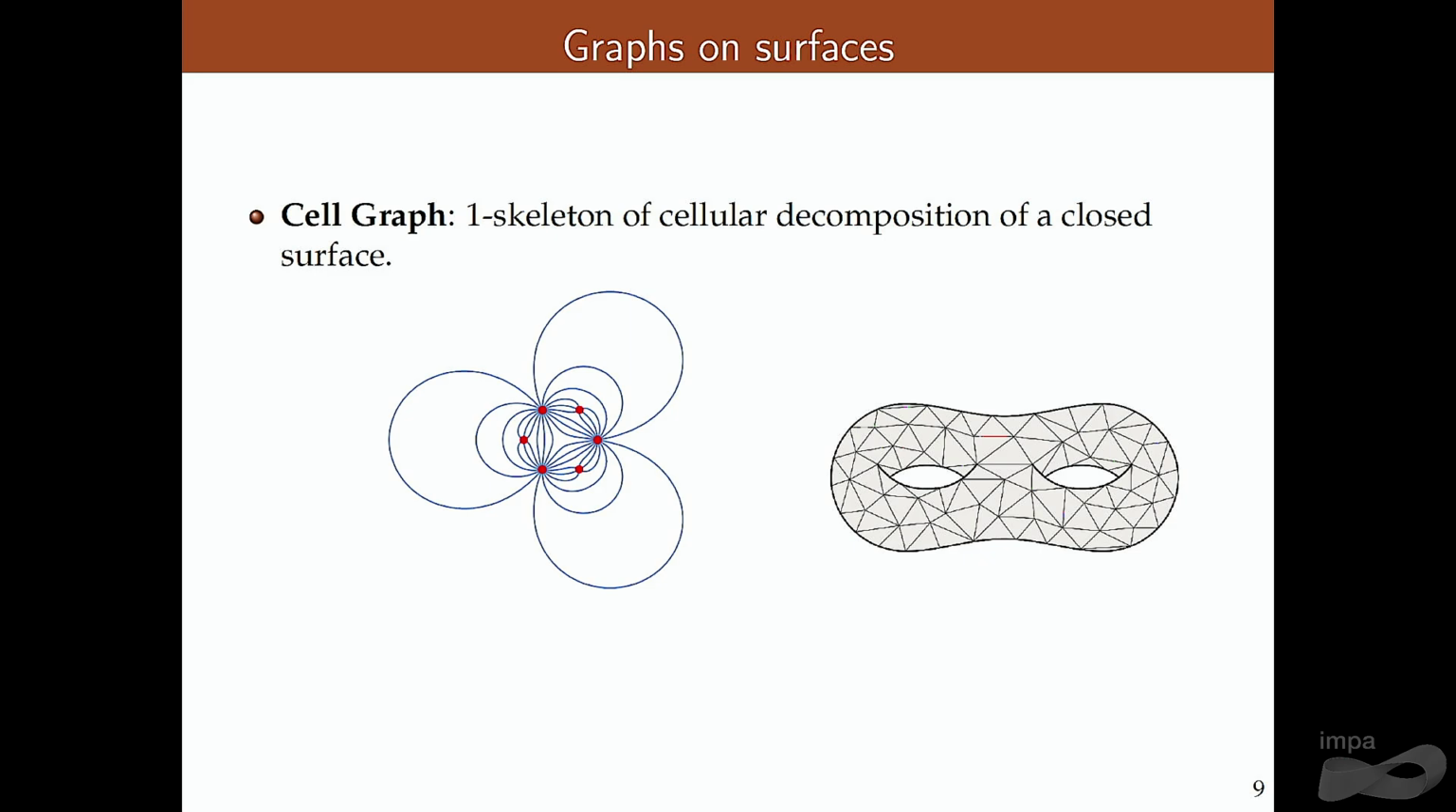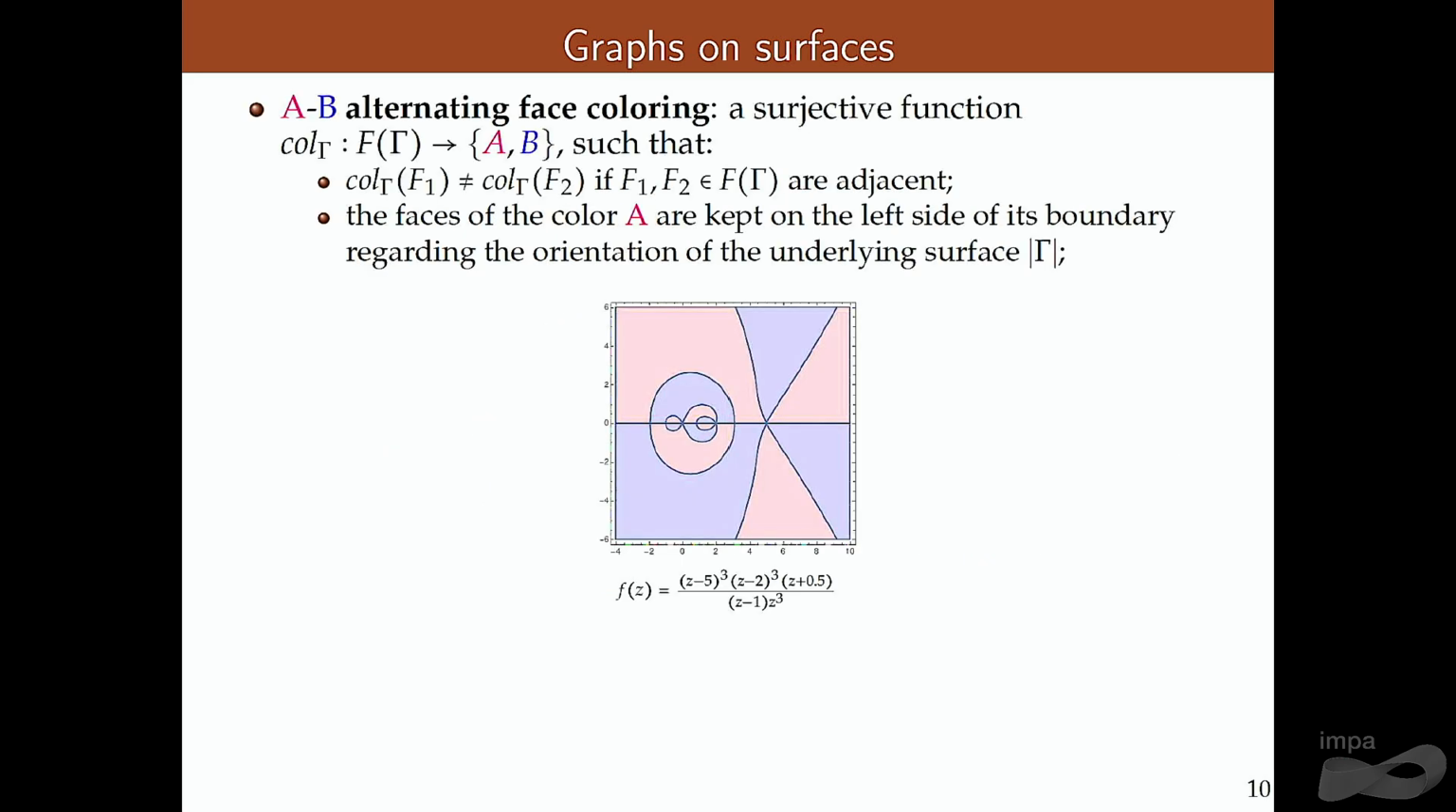So, nomenclature, some vocabulary. A cell graph is the one-skeleton of a cellular decomposition of a surface, okay? You have two examples. An alternating face coloring for a cell graph is what you see in that picture. You can define this formally, but it is to associate a symbol to each face in such a way that adjacent faces have different symbols associated to them, okay?